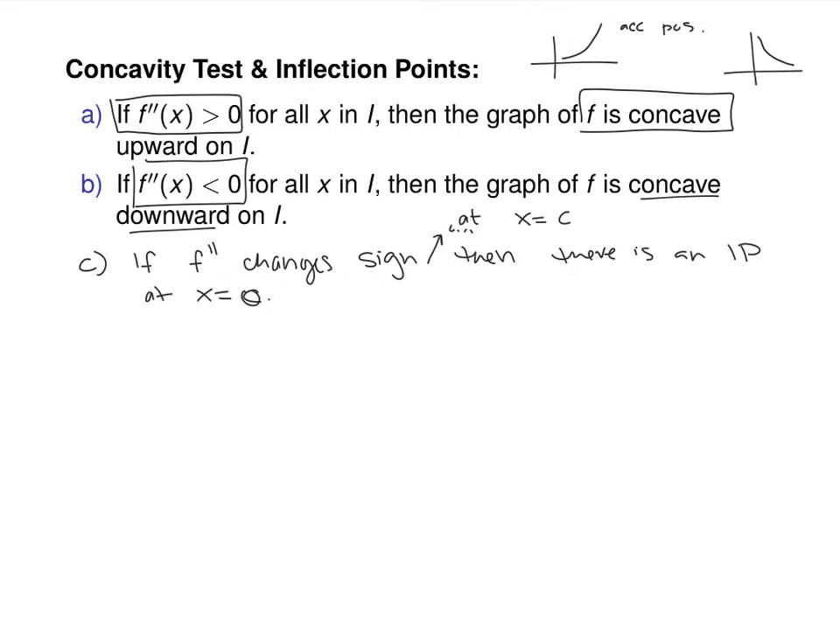So inflection points occur where the second derivative is equal to 0 and the second derivative changes sign. If the second derivative doesn't change sign, there's not an inflection point. Kind of like if the first derivative didn't change sign, there's not a max or a min. Said the wrong thing, didn't I?